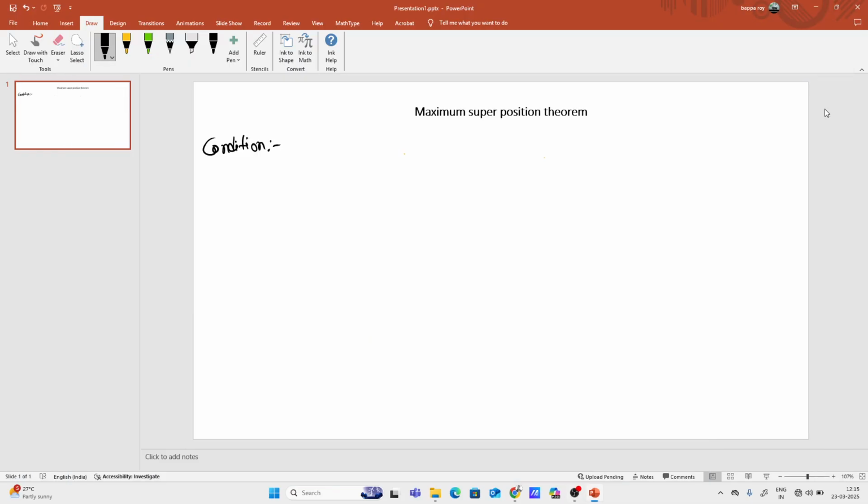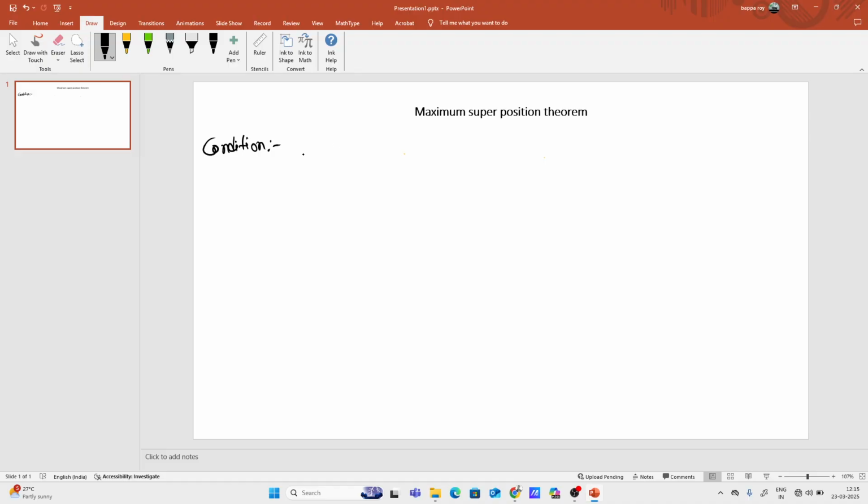So, hello guys. Today we'll start the maximum power transfer theorem. It's in network theory, basic electrical engineering, and also basic electronics. First of all, what are the conditions where we can apply this theorem? The first thing is that the network must be linear and bilateral.